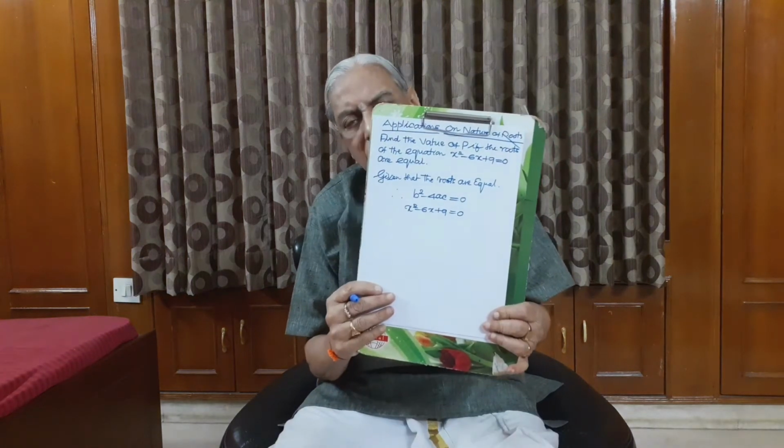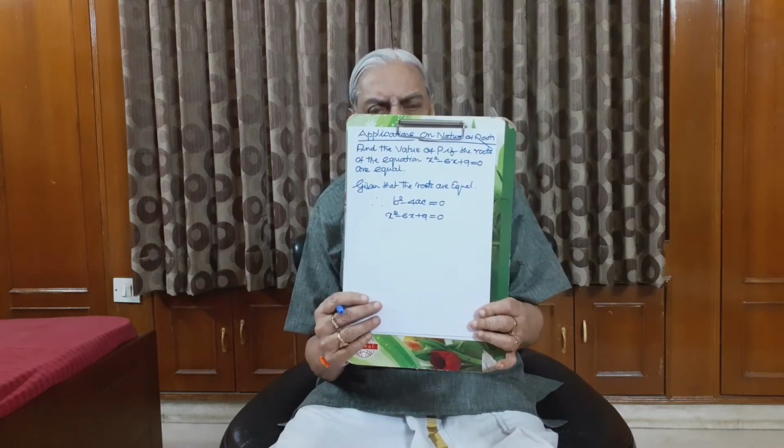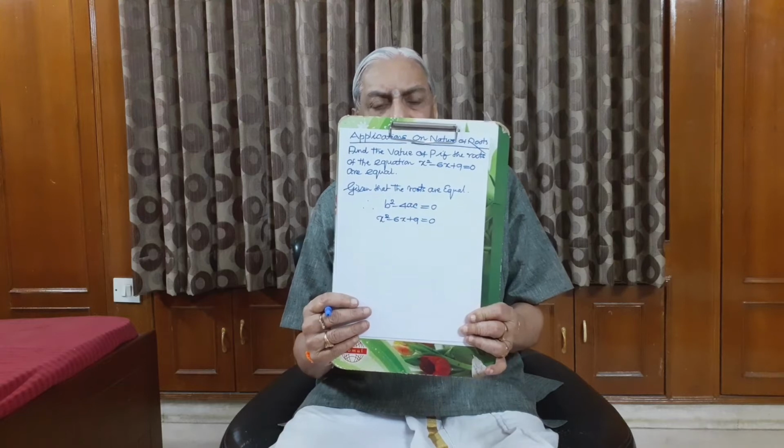Write down the equation. What is the equation? X squared minus 6x plus 9 equals 0. You can write it like this. Analyze the values of a, b and c. What is the value of a here? A equals 1, b equals minus 6, c equals 9.